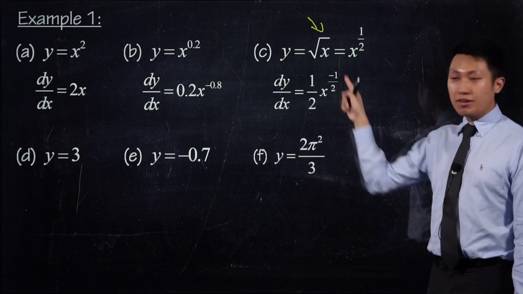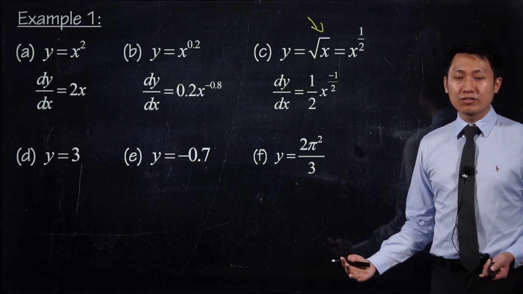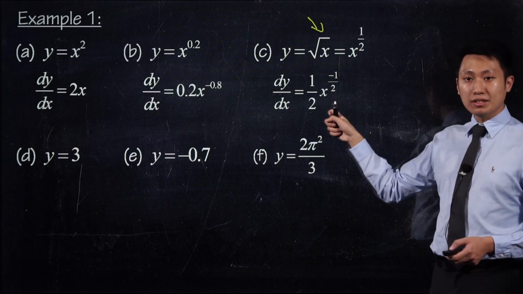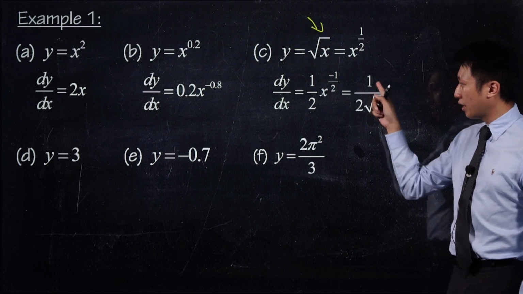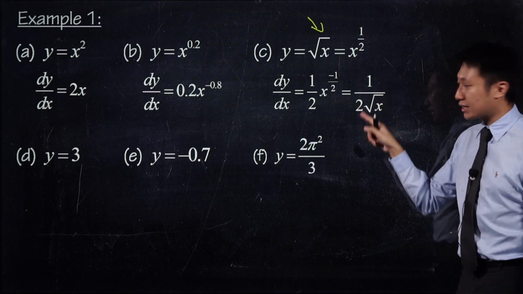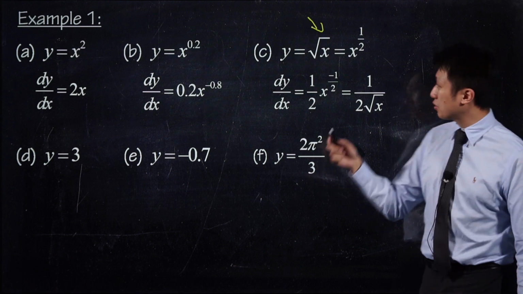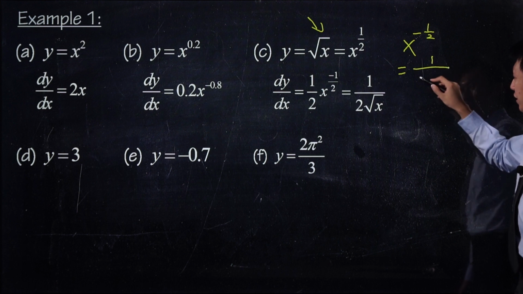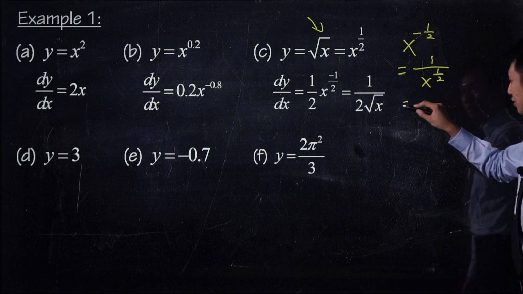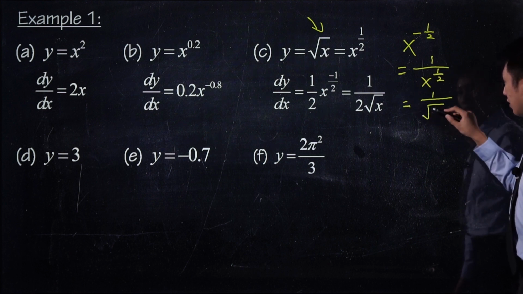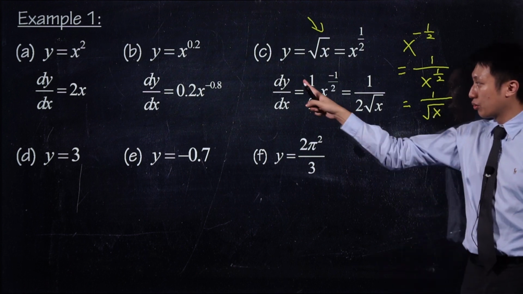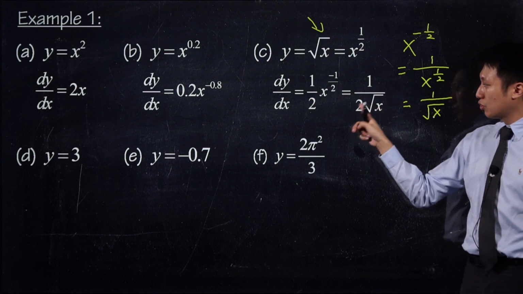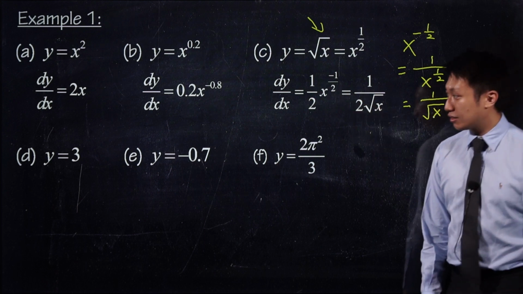Can you rewrite this one using your knowledge from chapter 5, indices and so on, and power? This one is equal to 1 over 2 square root of x. Because x to the power negative 1 over 2 means 1 over x to the power 1 over 2, which is equal to 1 over square root x. Then the 1 over 2 is here. 1 over 2 is like multiplication, so you can write it as multiplication, 2 multiplied by this one. I think that should be fine.